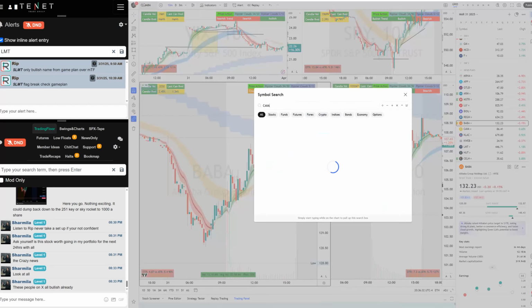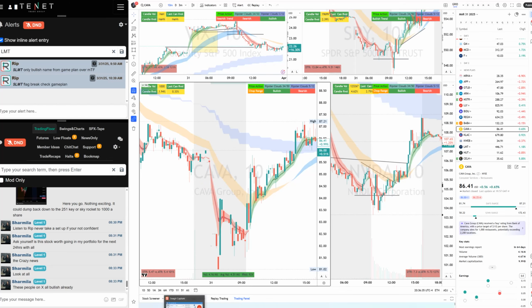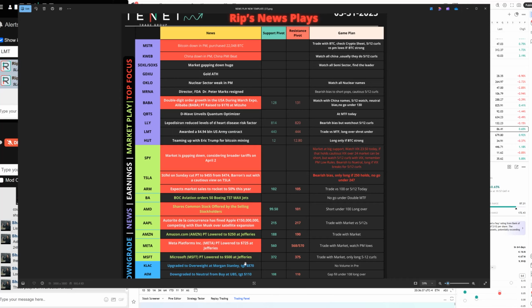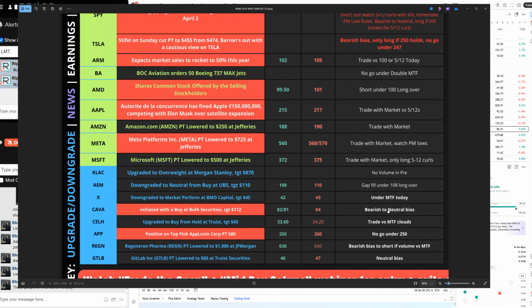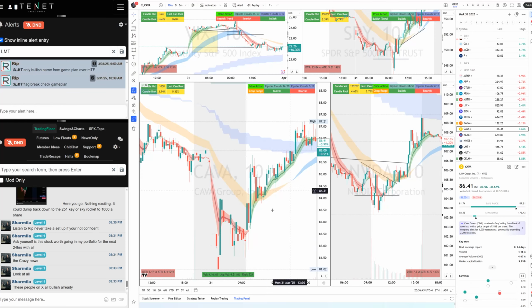Let's look at some more plays from the game plan. CAVA. What was CAVA doing? CAVA was bearish to neutral bias, upgrade 80 to 81, 84, but it never broke the 512s, right? You see that it never broke the 512s. Swipe up, push, pull to 3450 and push higher. You see how important 3450 was today, guys. That was your risk to trade. It was not easy setups to trade today, but there are definitely some good setups.